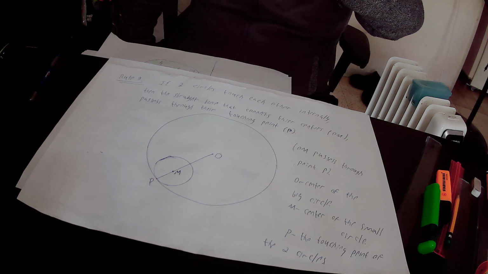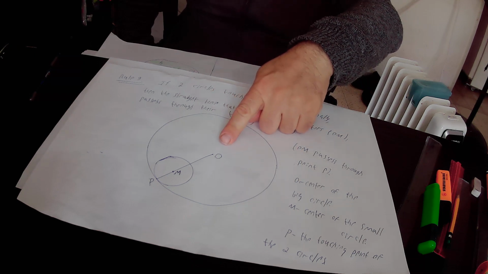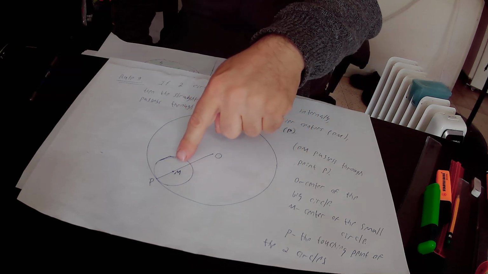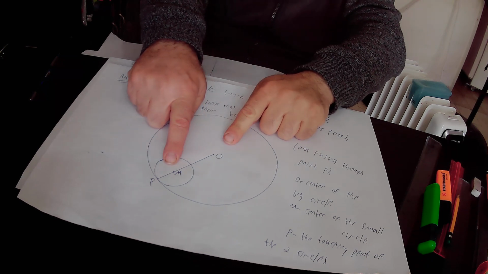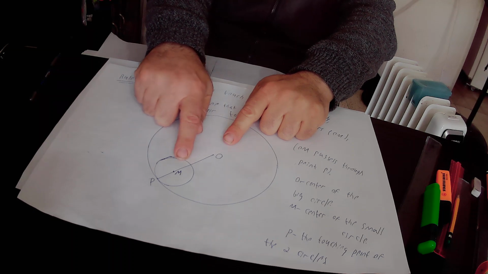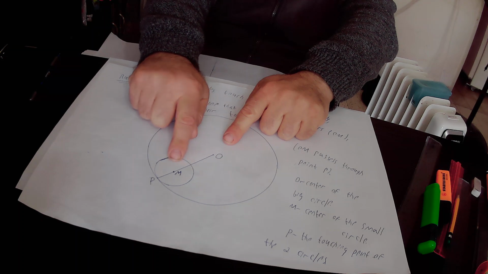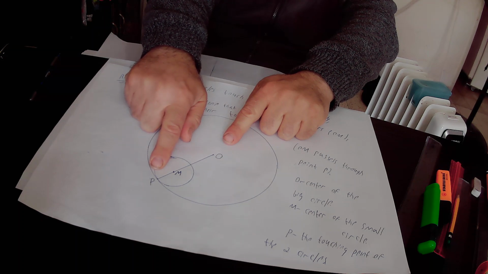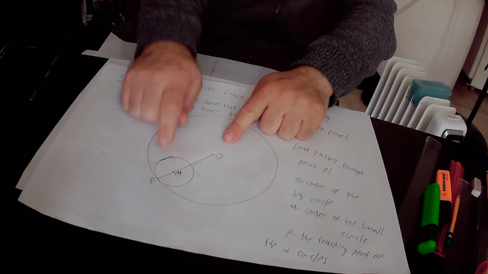So the center of the big circle is O. The center of this small circle is M. The straight line that connects their centers together is the straight line OM. And according to this Rule 9, the straight line OM must pass through point P, that is their touching point. Again, the straight line OM must pass through point P, that is their touching point, or OMP is one straight line.